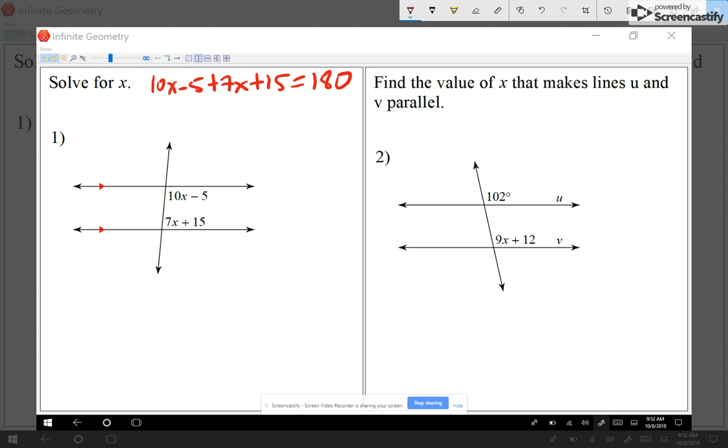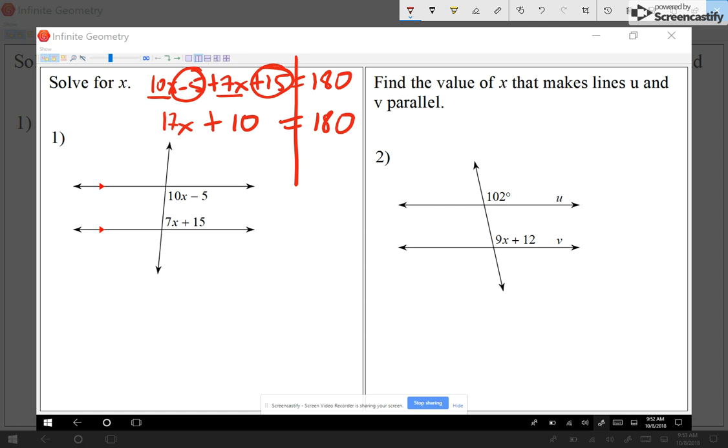So I'm dealing with same side interior. I'm going to separate them to the equal sign. My x's on the left, I can combine them. 10 plus 7, I'm going to call that 17x. Then my numbers, negative 5 plus 15, I can also combine them. I'm going to call them plus 10. And this is equal to 180. I just simplified the left side.